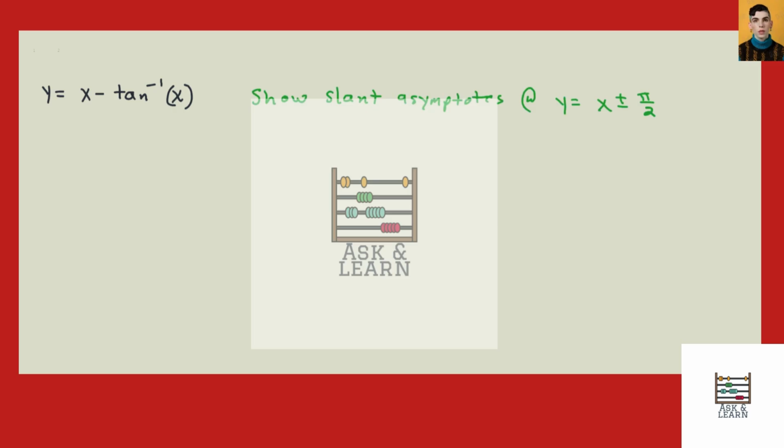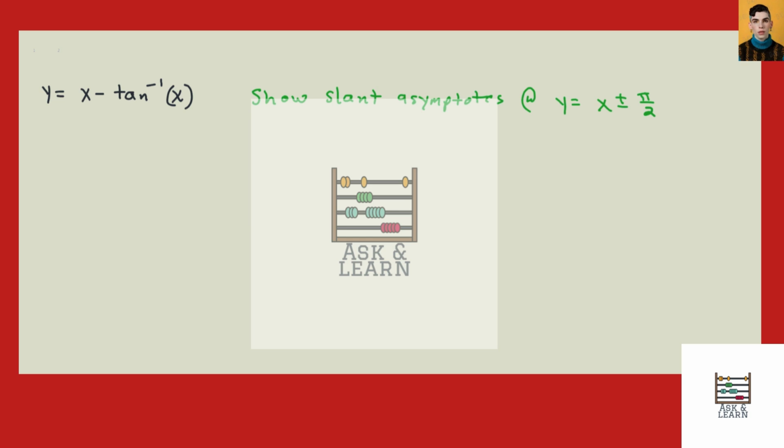We want to show that the curve y is equal to x minus tangent inverse of x has two slant asymptotes, being at y is equal to x plus or minus pi half. And then we want to use these slant asymptotes to help us sketch the curve.